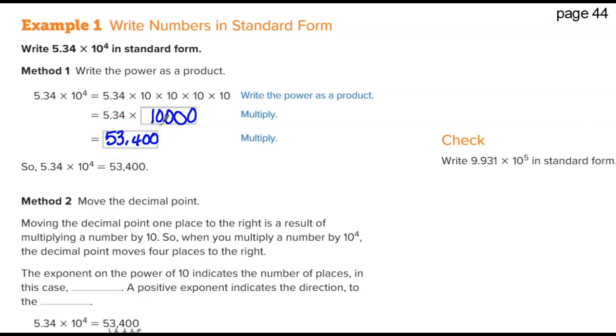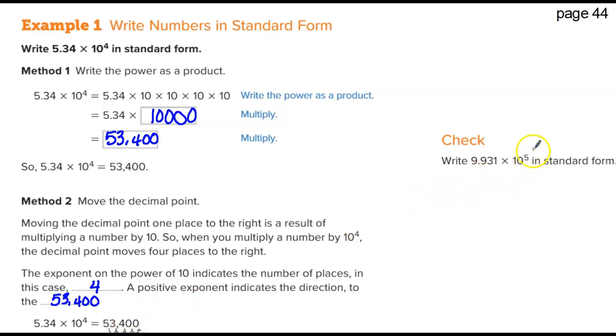And then they get the answer 53,400, right? I am a fan of the move the decimal point method, which I think most of you probably are also. When we move the decimal point, if we're talking about a big number, we're going to move the decimal to the right. If we move it to the left, it's because we're talking about a small number, okay? So here, this 4 says move the decimal 4 places to the right. It started here, right after the 5, and we moved it 1, 2, 3, 4 places. So in this case, 4. And so the answer is 53,400.